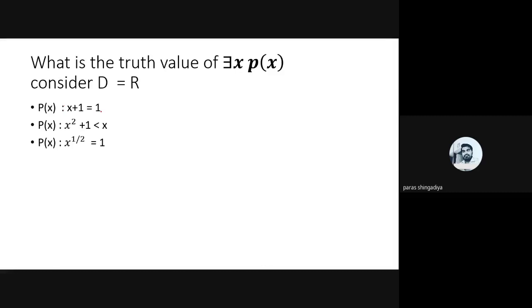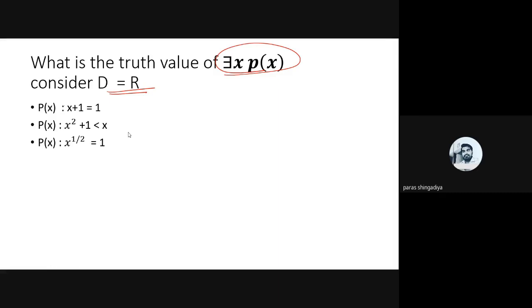Okay, P of x, that is x plus 1 is equal to 1. P of x for the second, x square plus 1 less than x. Third one is root x is equal to 1. Okay, D is equal to the real line is given, and check the values of there exists x P(x). All are simple mathematical forms. If it is correct for any value of the domain, then it will be true, and if it is incorrect for all values of the domain, then it will be false.